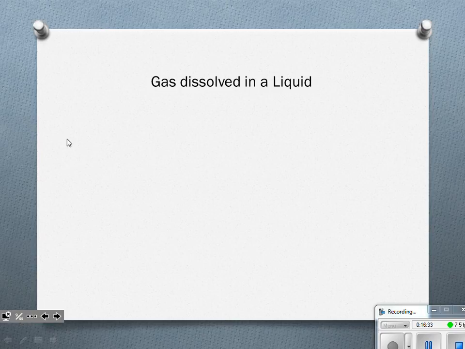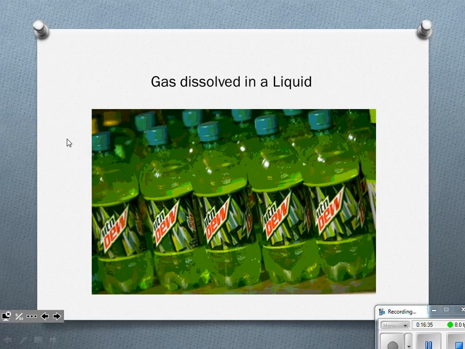You want to know another one? Your pop is carbonated, right? You know, a little carbon dioxide in there. A carbonated beverage is a gas dissolved in a liquid. What happens right when you twist the top? Yeah, you get the hiss because you're releasing gases.